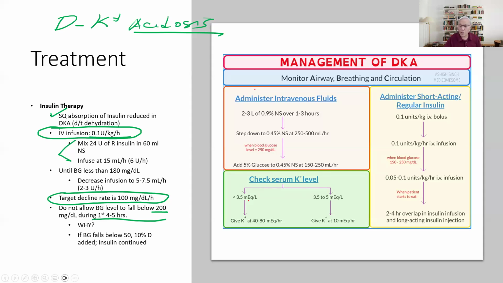Why is that? Because when you rapidly correct hyperglycemia, it may shift water rapidly to the intracellular space, and therefore it's going to cause cerebral edema.